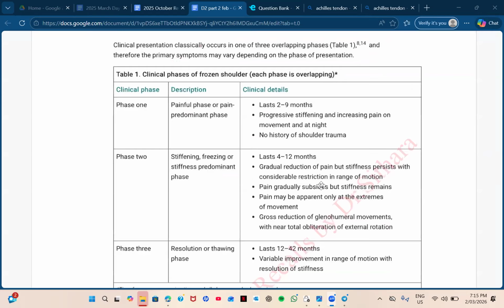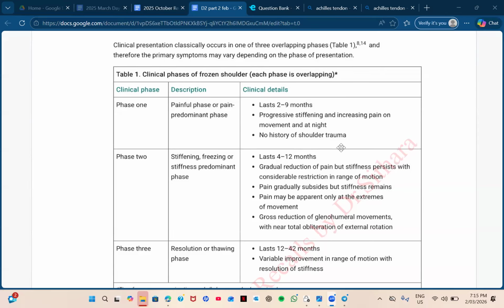There are three phases for this adhesive capsulitis. Phase one is the very painful phase, and we call it the pain predominant phase. It lasts 2 to 9 months, with progressive stiffness and increased pain on movements at night. No history of shoulder trauma.